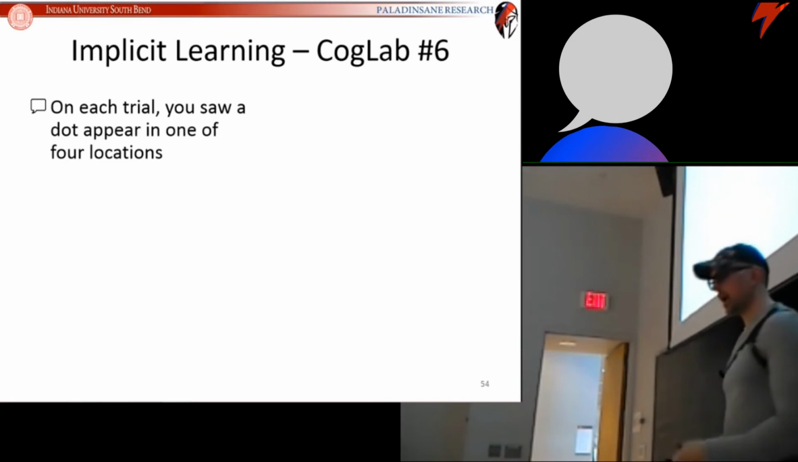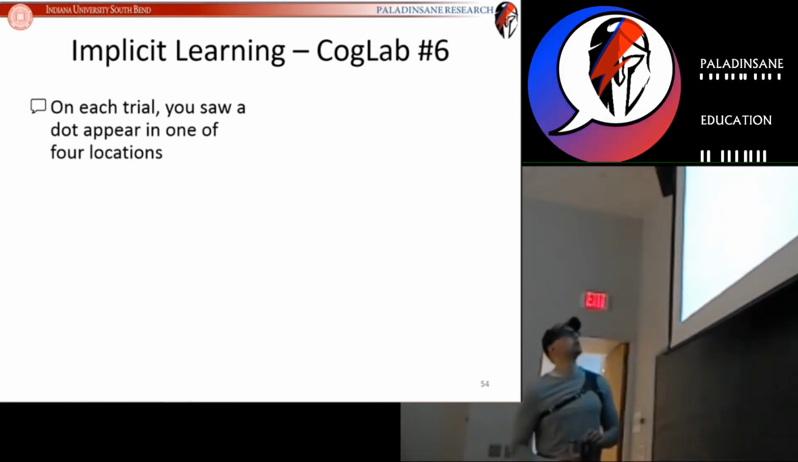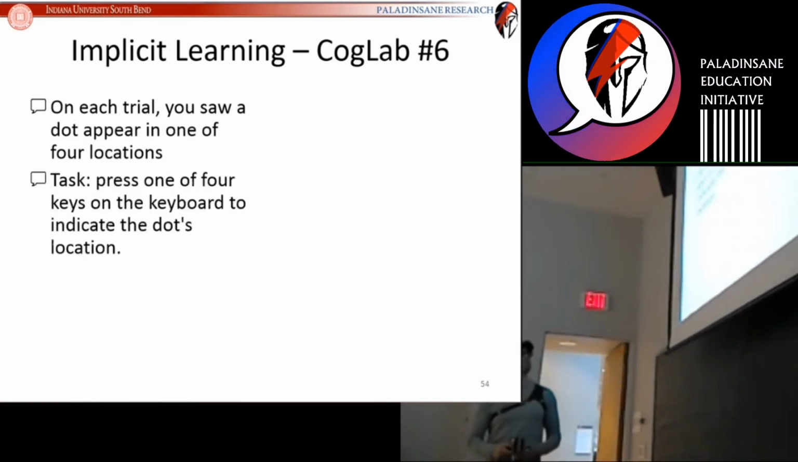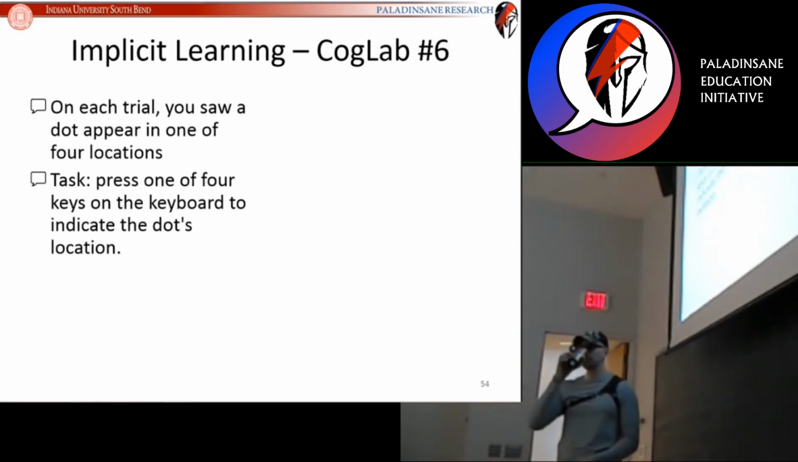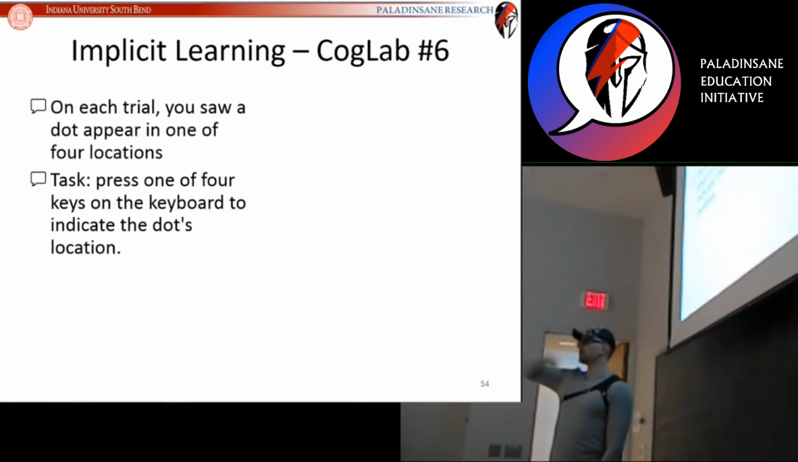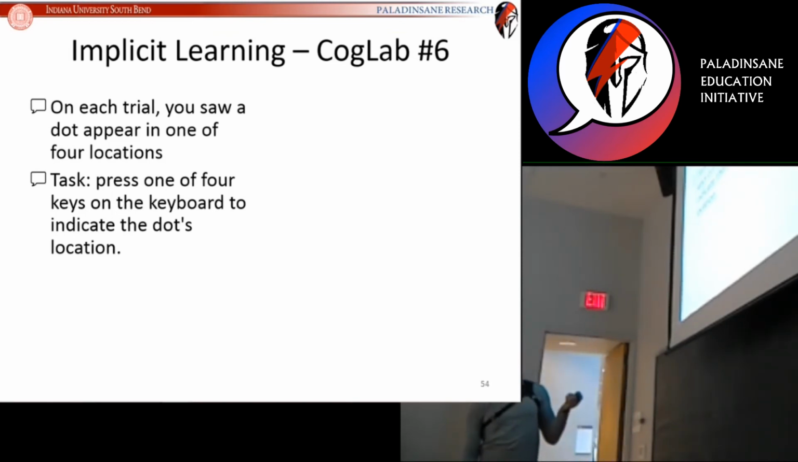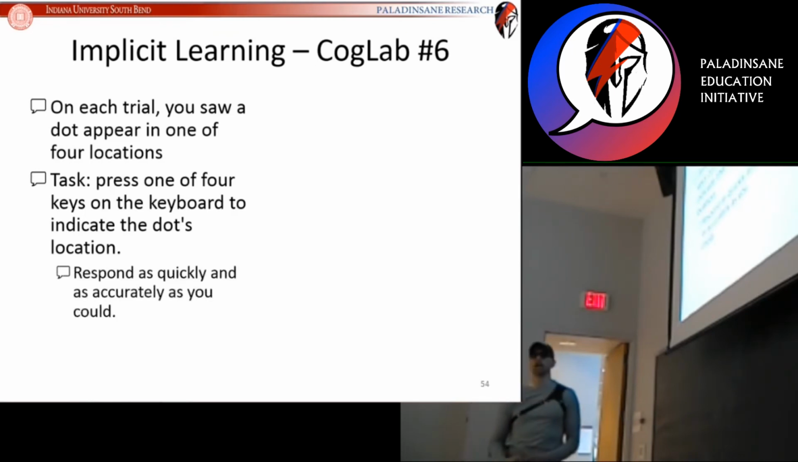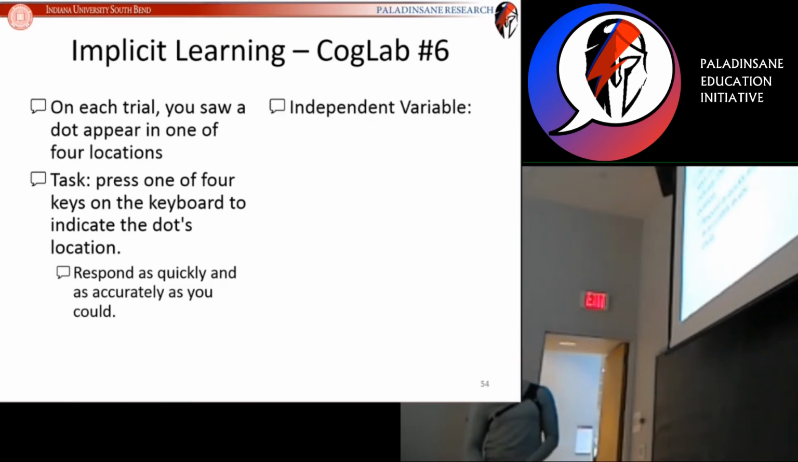So on each of these trials, a dot was going to appear in one of 4 locations. And your task was to press a key on your keyboard as quickly as you can to indicate the dot's location. As soon as the dot popped up, each of the 4 locations had a different key that you would press, and you were supposed to press as quickly and as accurately as you could where the dot appeared.